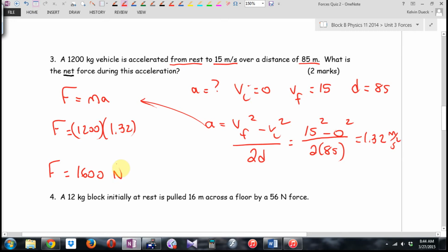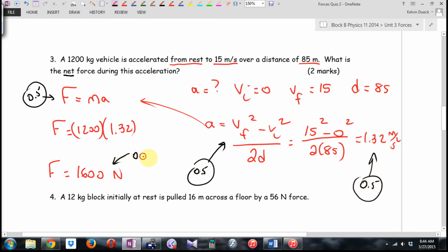If you got that, 2 out of 2. Otherwise, I'd probably give you a half mark for that. I'd probably give you a half mark if I saw that you got the A by itself. I'd give you a half mark for finding the acceleration, and then a half mark for the answer. Probably something like that.